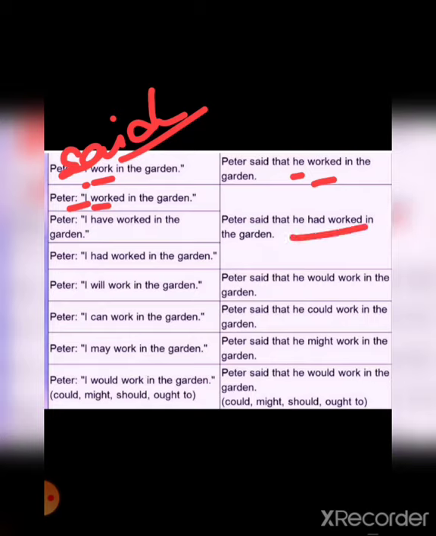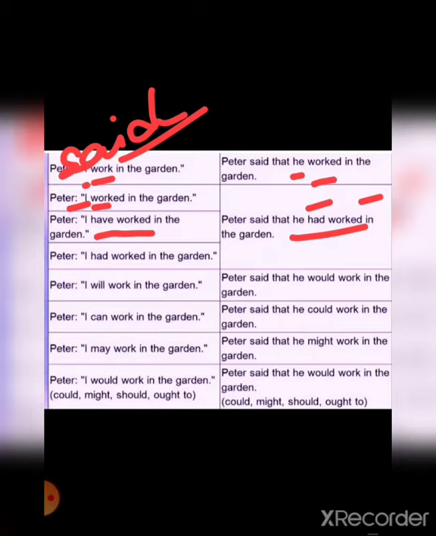In another way, the sentence will change into past perfect tense if inside it is given present perfect tense, if it is written have worked, then it will change to had worked. Okay. So Peter said that he had worked in the garden. So he had worked in the garden, it is past perfect tense.